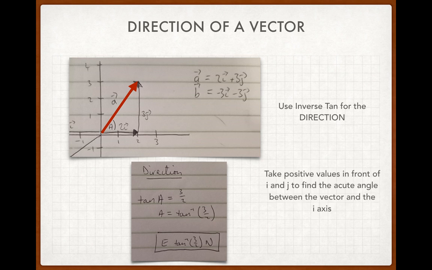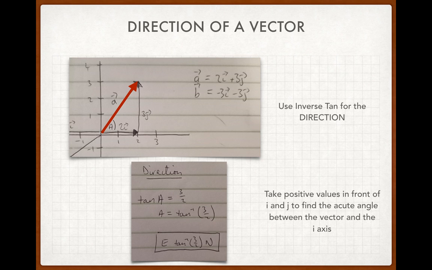What I want you to remember though is we always take the positive values in front of the i and the j. They just happen to be positive here, so we don't need to deal with that. The other thing I want to say is in the snippet at the bottom where it says E, or east, inverse tan of 3 over 2 north, the east and the north are easily obtainable from the component vectors.